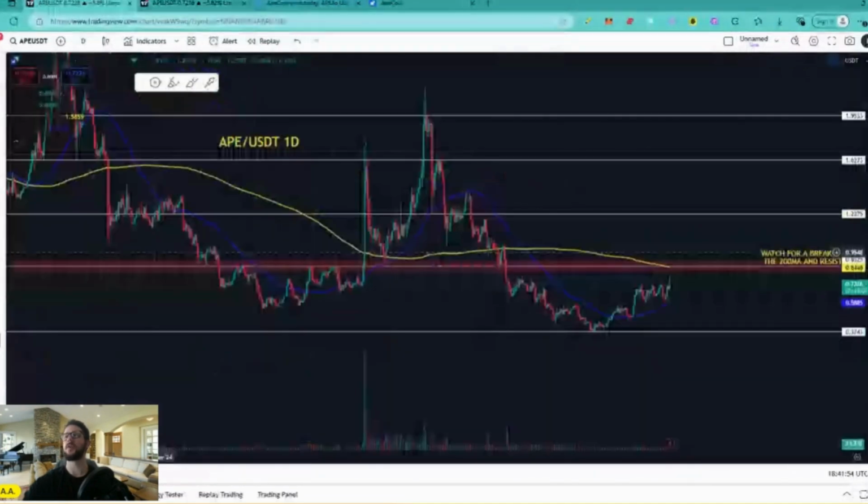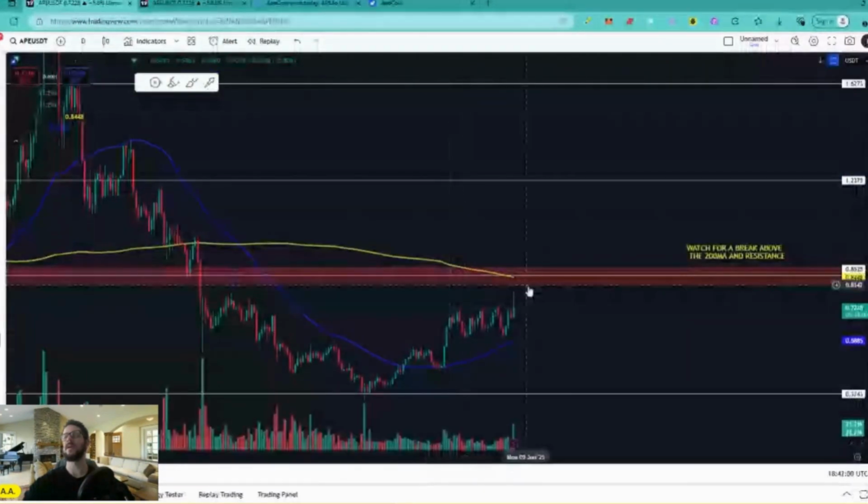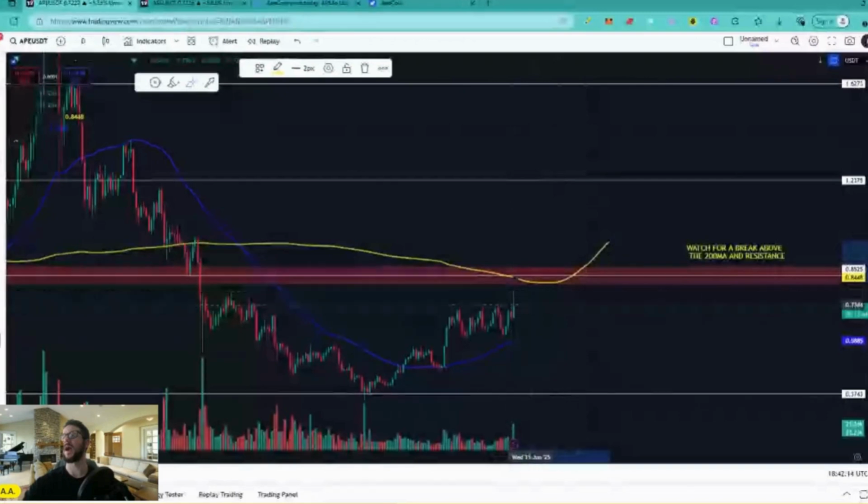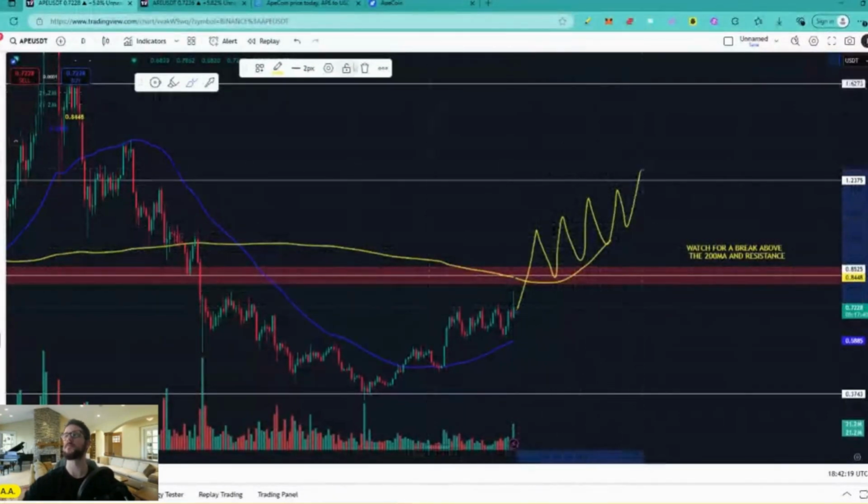If we zoom in to the daily chart, we see that the price action is currently moving below this 200-day simple moving average. What I want to see out of ApeCoin in the coming weeks or months is I want this 200-day simple moving average to start sloping upwards. And I want the price action to break above it and start bouncing on top of it. This is going to be really bullish.